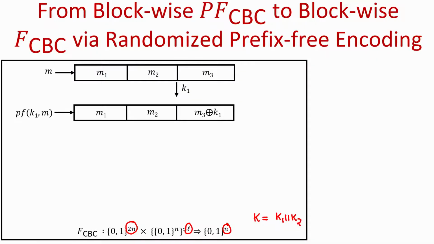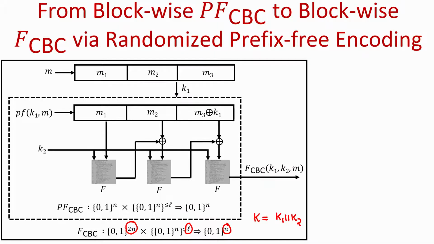So, the first part is denoted as K1, and with K1 we first do the encoding of the input, namely the message M is encoded as per the key K1 via the randomized prefix free encoding, and the size of the encoded output and the size of the input remains the same. That is important here, right. This is in contrast to the deterministic prefix free encoding, where the encoded output consists of one more block compared to the number of blocks present in the input.